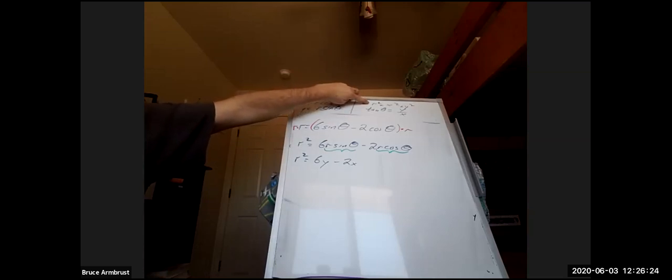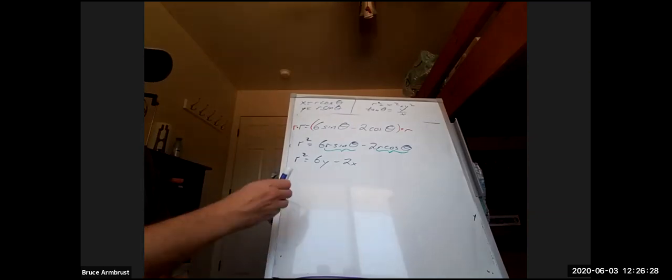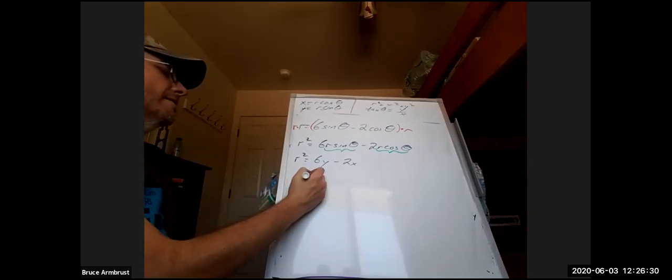All right, well, now we've got to get rid of that r. Well, r squared, we're going to make use of the fact that we know what happens with r squared. Look at our other conversion. r squared is actually equal to x squared plus y squared. So I'm going to replace that.